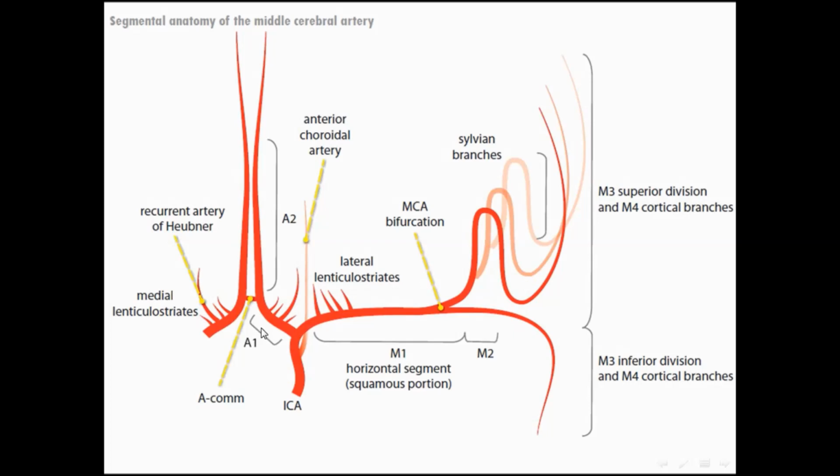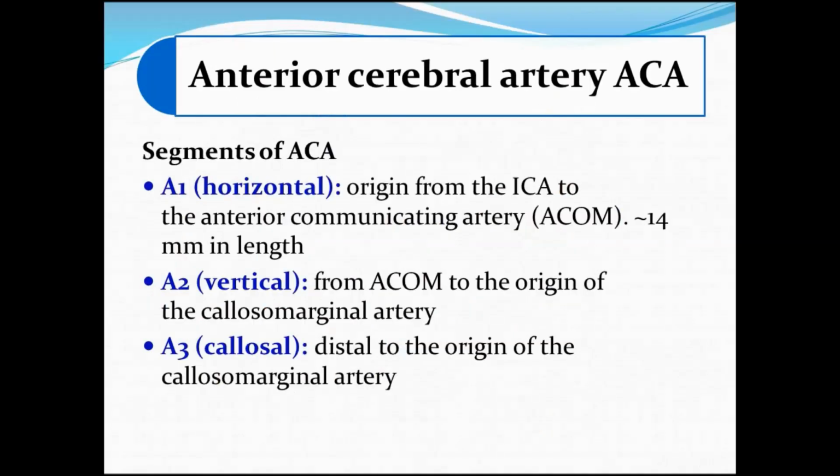The anterior cerebral artery segments include A1, which extends from the origin, from the internal carotid artery, to the location where the anterior communicating artery is positioned. Then A2 is distally. We will talk about A2 and A3 in the next few slides.